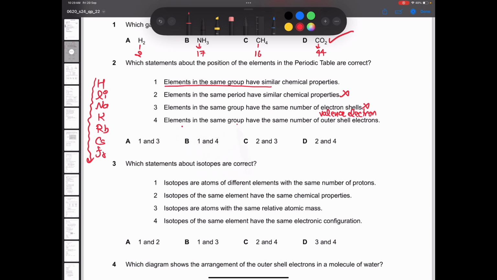Elements in the same group have the same number of outer shell electrons. See, this is what they mean by valence electrons. So this is true that all of them have one valence electron. For example, in group 1, all of them have one valence electron, so this is correct. So which option should be correct? Statements 1 and 4 are right, so option B will be the correct one.